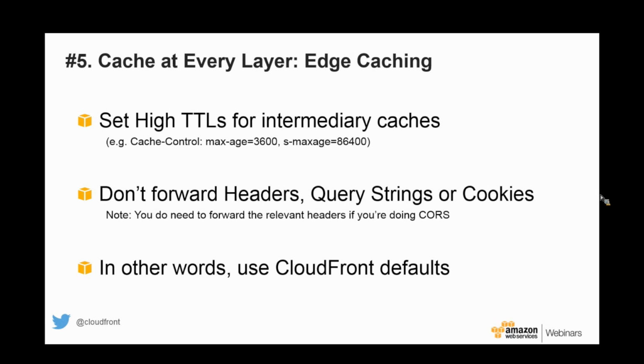One caveat to forwarding headers, query strings, or cookies is that if your application is doing CORS, and if you have, for instance, with S3, the CORS functionality enabled, then you do need to forward certain specific headers to the S3 bucket to enable the CORS functionality. But there, what we recommend is you only do that for the objects where you need the CORS functionality. So you can create a separate CloudFront cache behavior, which we'll talk about in a minute, to forward those headers only through those cache behaviors.